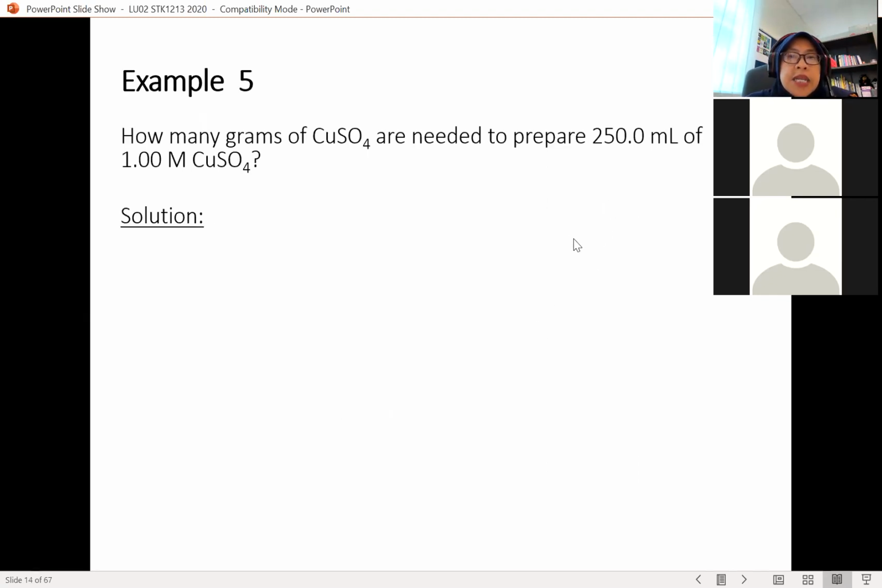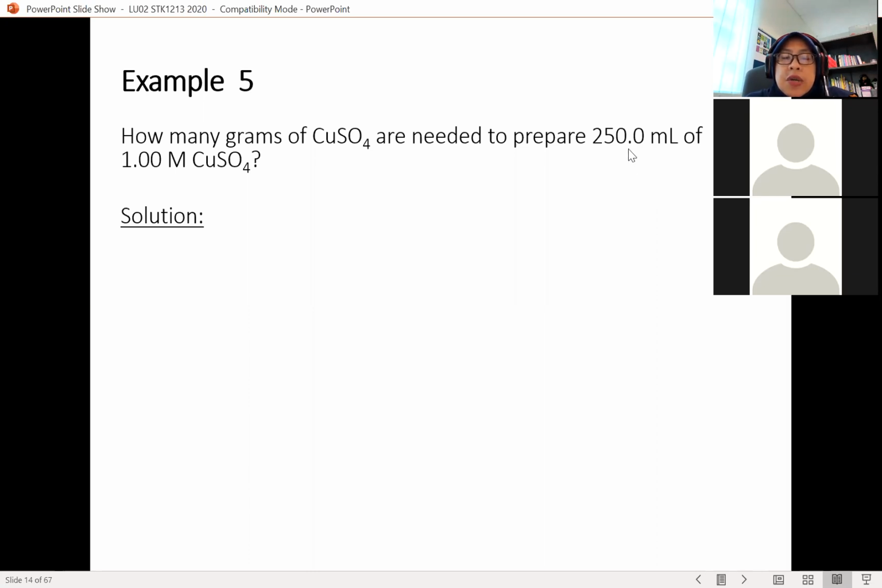Example 5. How many grams of copper sulfate are needed to prepare 250 ml of 1 molar copper sulfate? So you have the information. Again, back to the definition of molarity. Molarity is equal to the mole of solute over liter of solution. So you have here volume. However, the volume is in milliliter, so you need to convert it into liter, because of the definition for molarity.